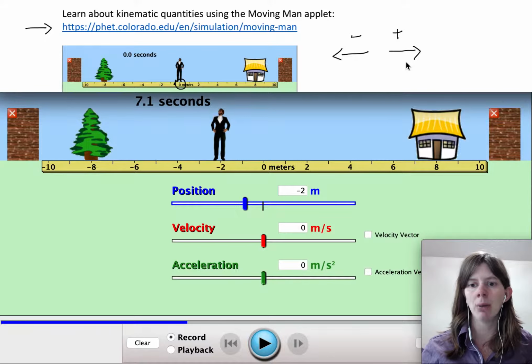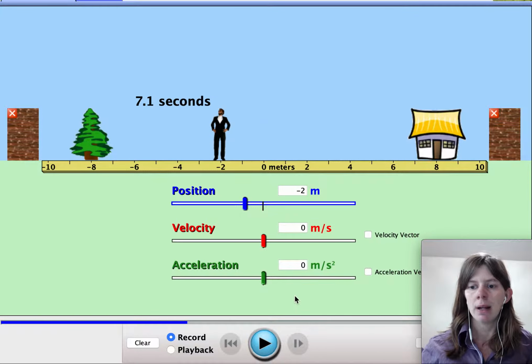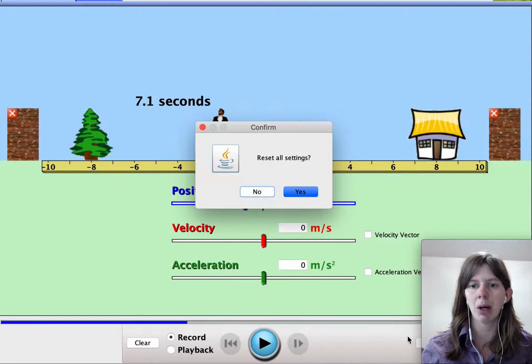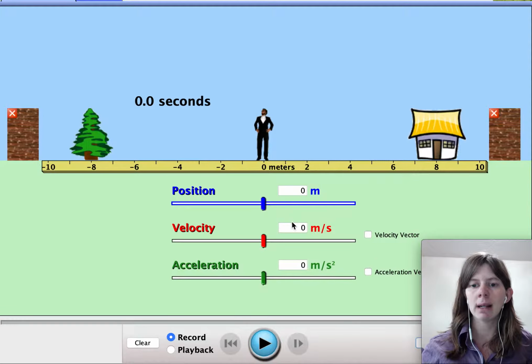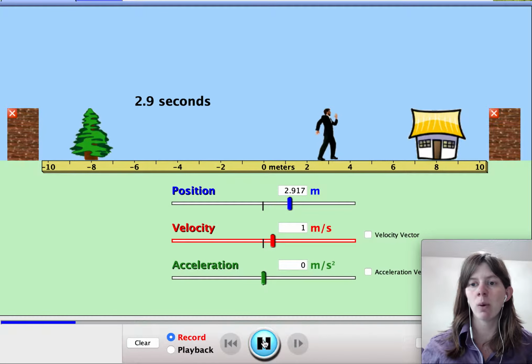The next thing I would like to go over is velocity. So let's go ahead and reset this. There's a reset button right here. And let's give him a velocity of 1 meter per second. And let's not give any acceleration. So you can think about what you think is going to happen. And let's take a look. So he moves to the right, and he moves at 1 meter per second.